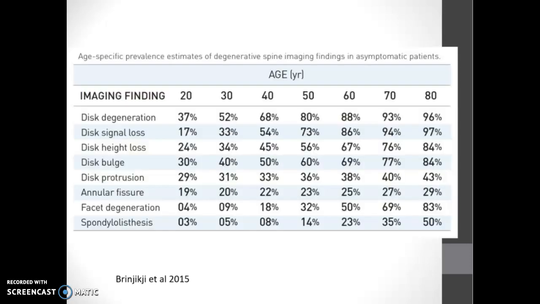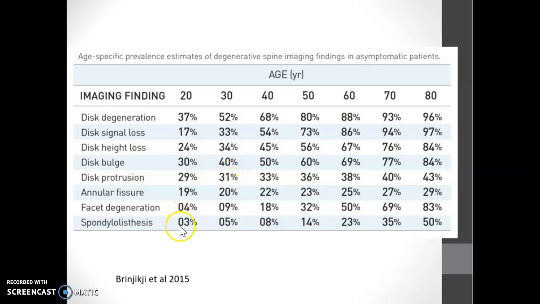And this study here just talks about age-specific prevalence of degenerative spine imaging findings in asymptomatic patients. So if you look here, in 80-year-olds, you're looking at really quite high numbers of disc degeneration, disc signal loss, disc height loss, disc bulges. So 84% of those that you're going to image at age 80 are going to have issues with their discs. Looking sort of down towards age 30s, so half of those that we image will have disc degeneration. In terms of disc bulges, 40% will have disc bulges but be asymptomatic.